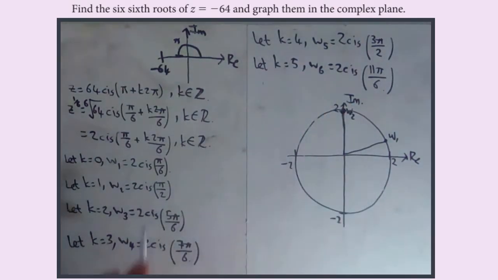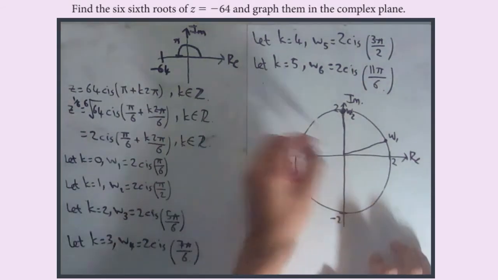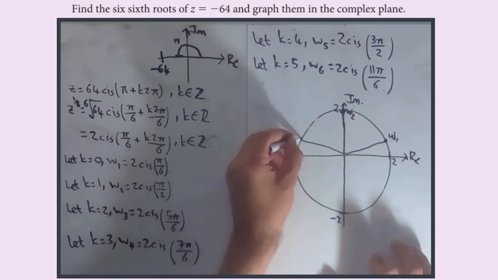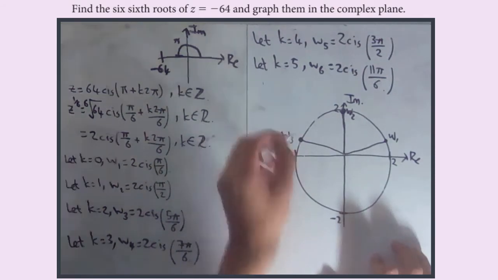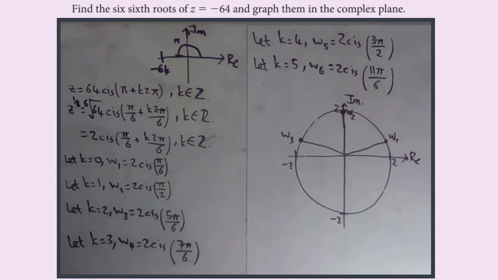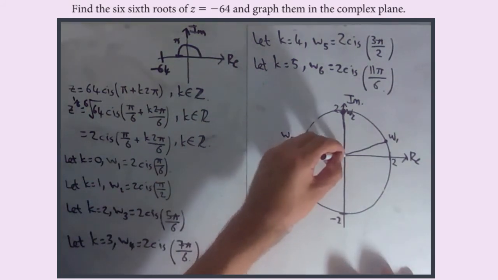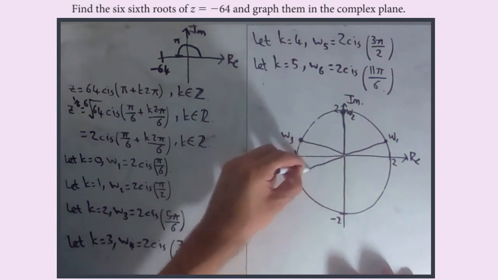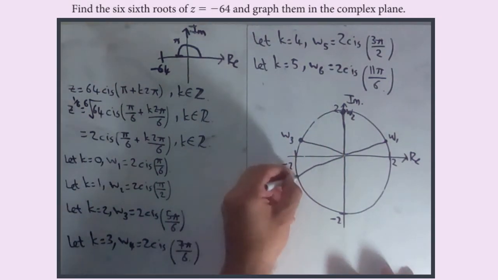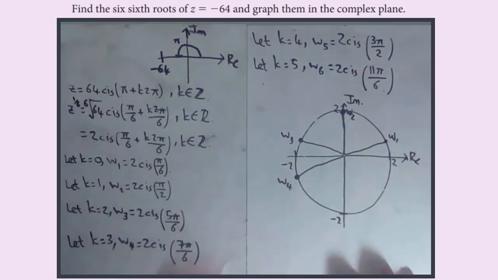The third root is 2 cis 5 pi by 6. We said pi by 6 is 30, so 5 3s are 15, so it's 150. It's basically 30 less than 180, so it's there, W3. The fourth root is 2 cis 7 pi by 6. Pi by 6 is 30, 7 3s are 21, so it's at 210, which is 30 degrees more than 180, so that's here. And that is the fourth root, W4.